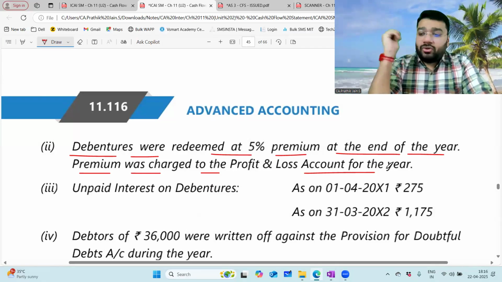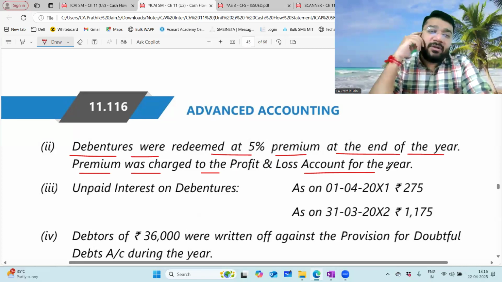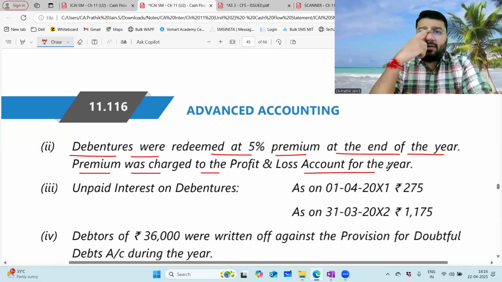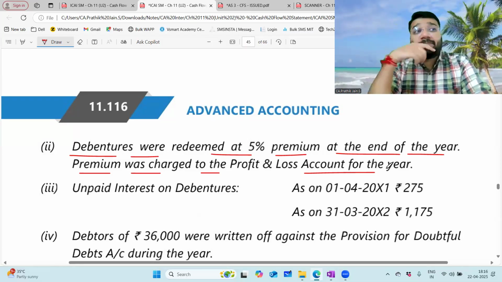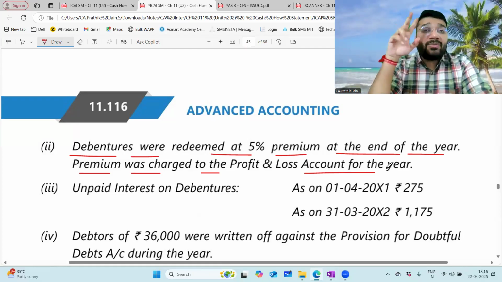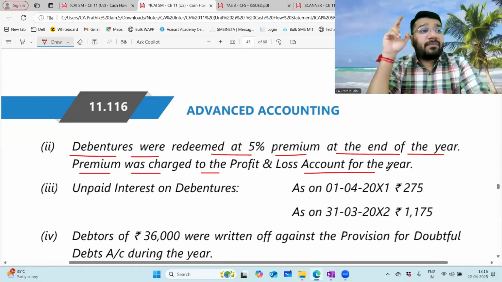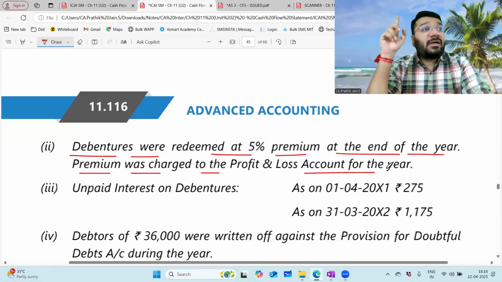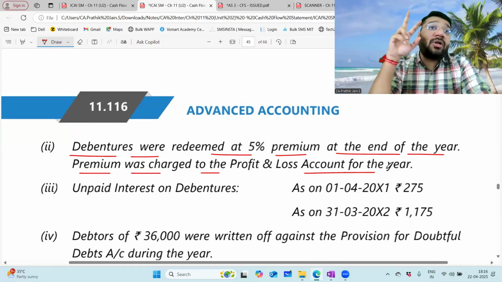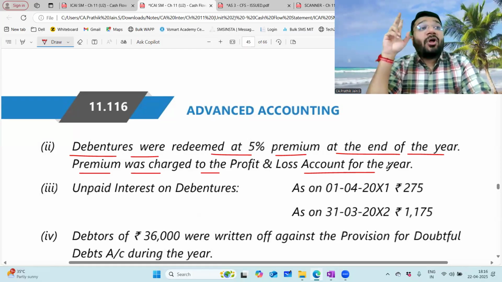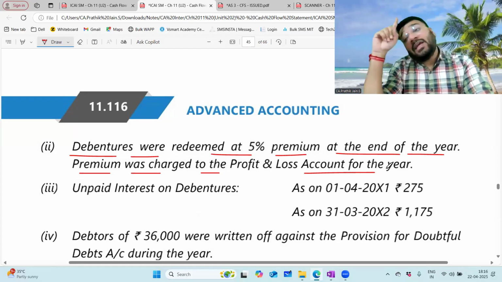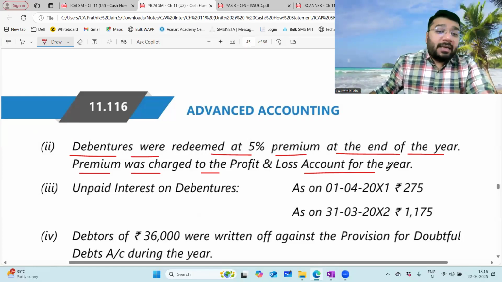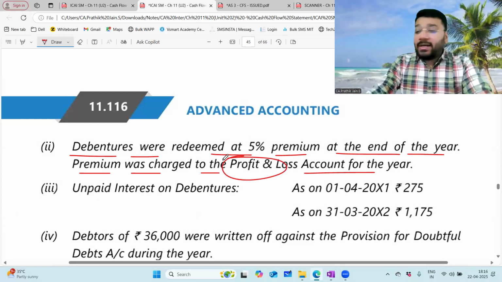Now, you should have a doubt here, no? Sir, we studied this concept called redemption of debenture. Normally, redemption of the debentures at a premium is known to us during the issue. So while issuing the debenture or the preference share, you know that you're going to redeem at a higher price, a premium, and you record the loss in the year of issue. Here they're telling us to record the premium in the P&L of the year when I'm redeeming it. What is this?